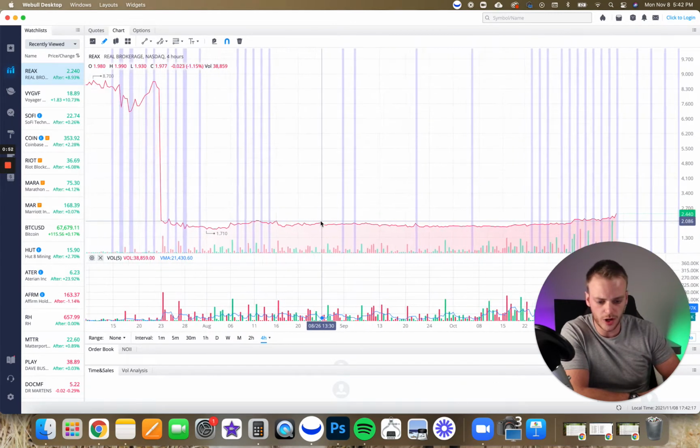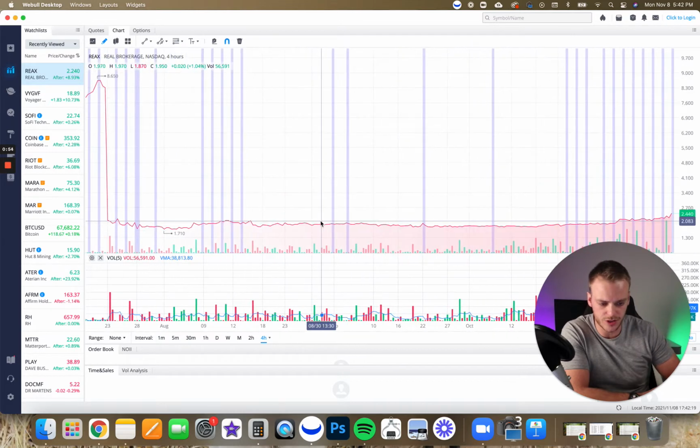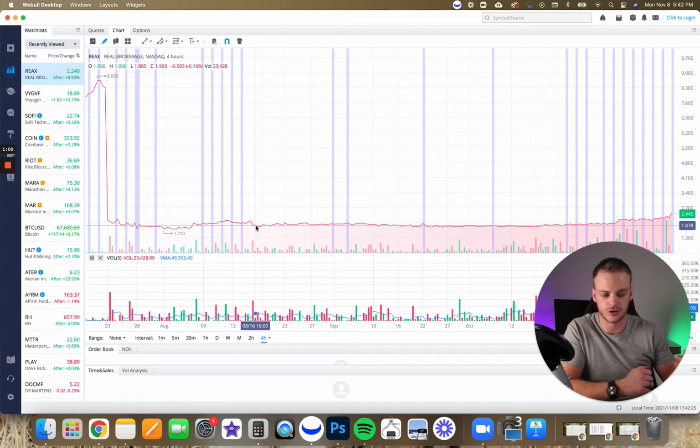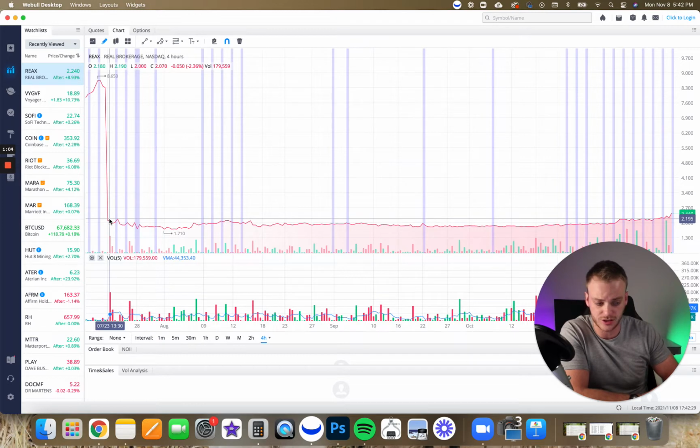So what I want to look at here, when you look at this chart, it has basically stayed flat. It's been hovering around this $1.80 to $2.10 mark for quite a while now, back since July of this year. So this has been going on for a long time.